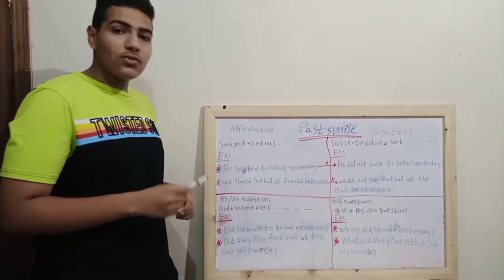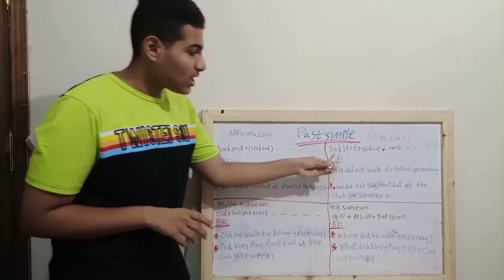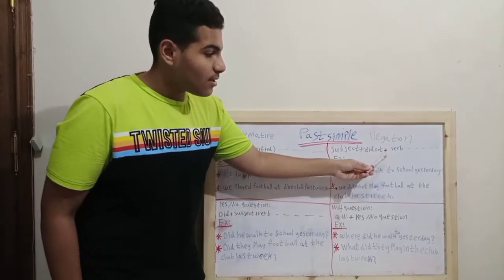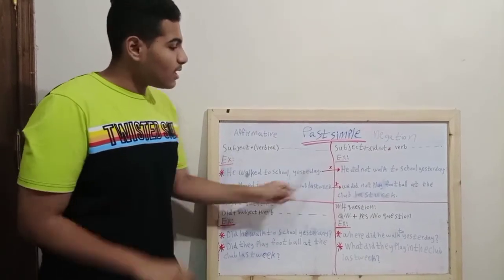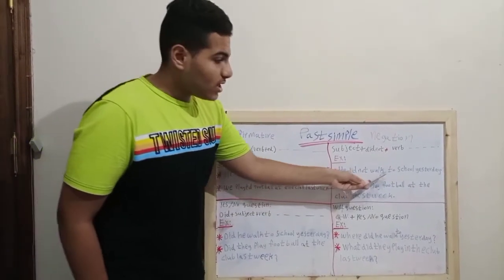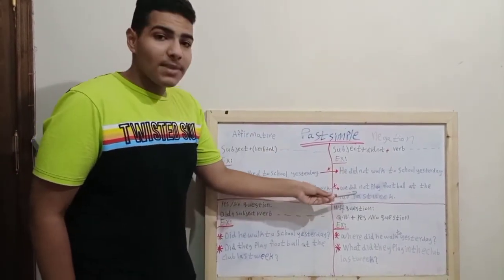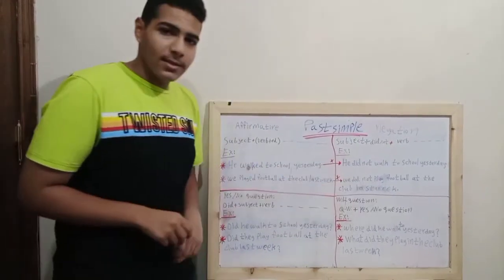And if you want to negate a sentence, you need the subject plus did not plus the verb in the basic form, and complete the sentence. For example, he did not walk to school yesterday. We did not play football at the club last week.